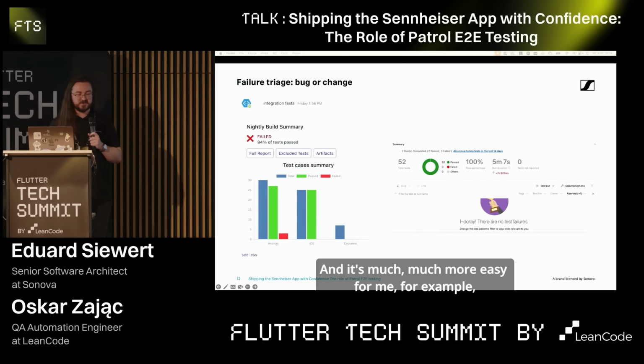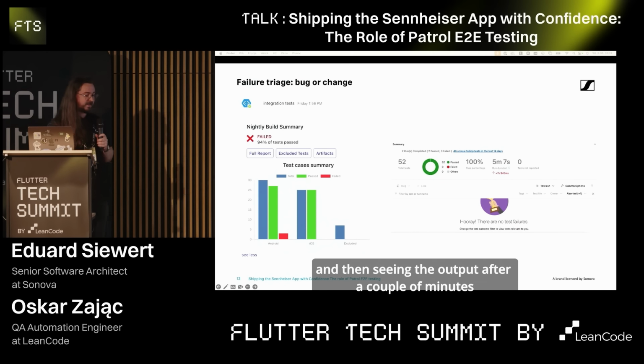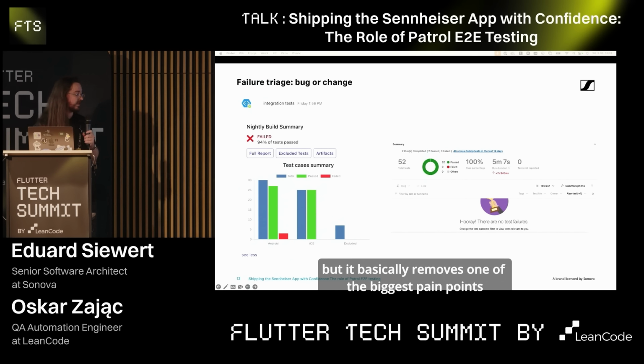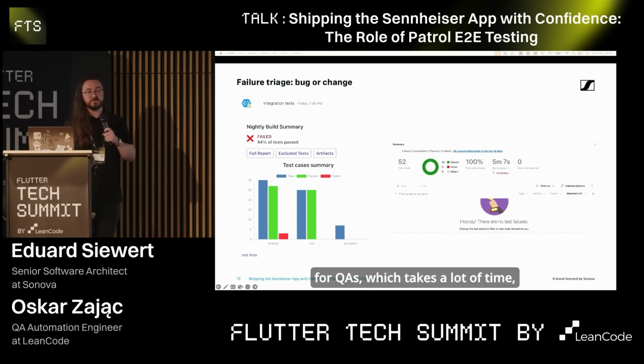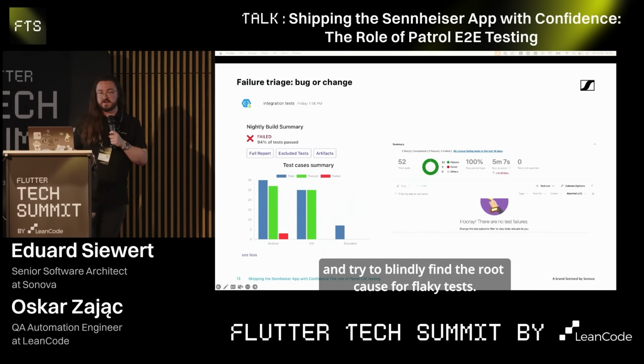And it's much, much easier for me, for example, to start my day running such AI and then seeing the output after a couple of minutes with a very likely root cause for this failed test than to do the whole investigation myself. So this is a very simple use case for AI, but it basically removes one of the biggest pain points for QAs, which takes a lot of time and a lot of energy out of you to run and try to blindly find the root cause for flaky tests.